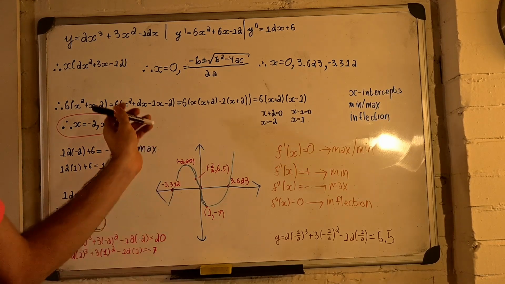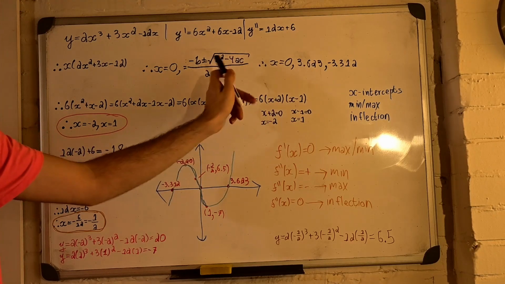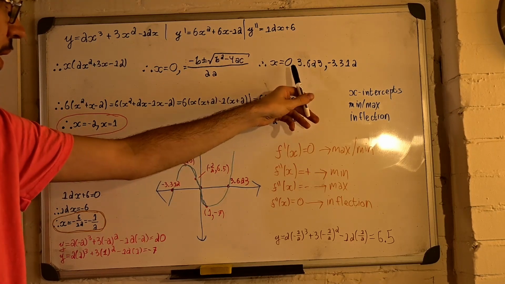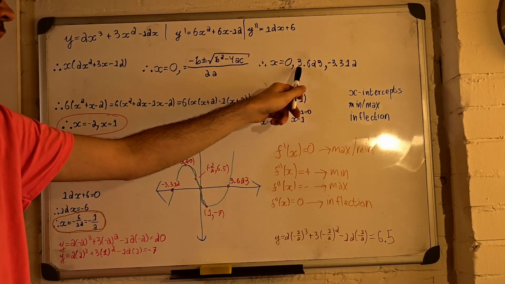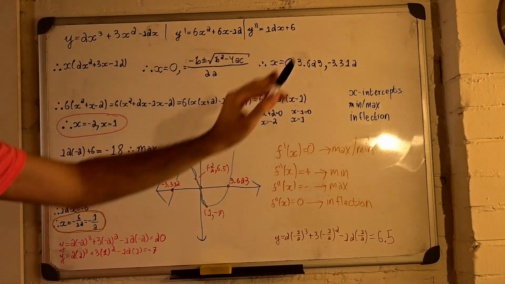So with that being said, I'm just going to say that I found these two x-intercepts using the quadratic formula. x equals 0, 3.623, and negative 3.312. Those are our three x-intercepts for this graph.